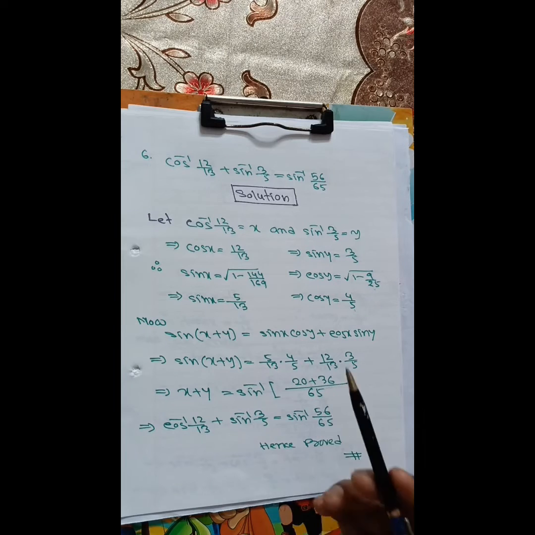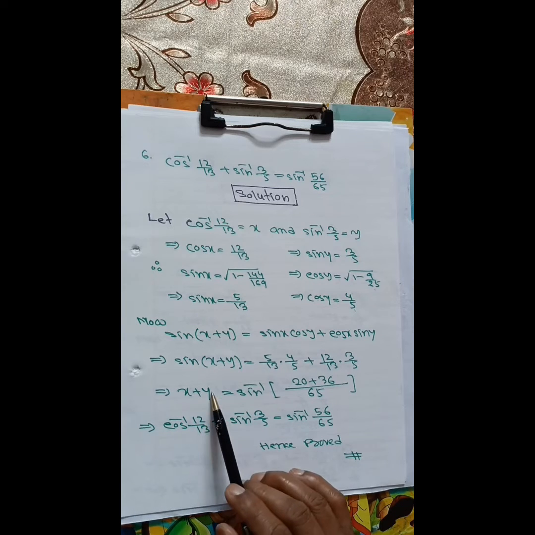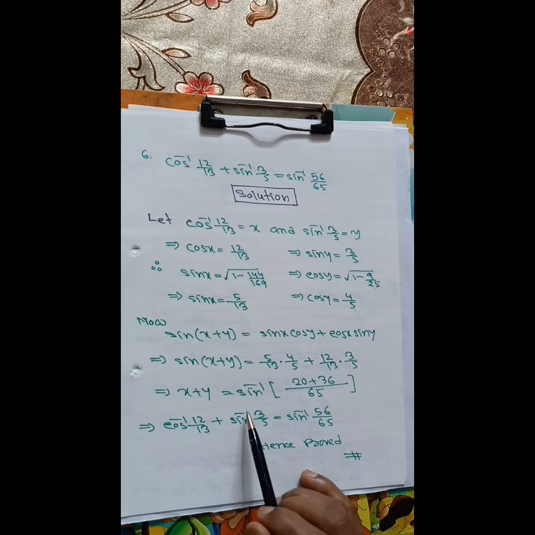Now putting the values of x and y. What is x? x is equal to cos inverse 12/13. What is y? y is equal to sin inverse 3/5. We have already taken that.